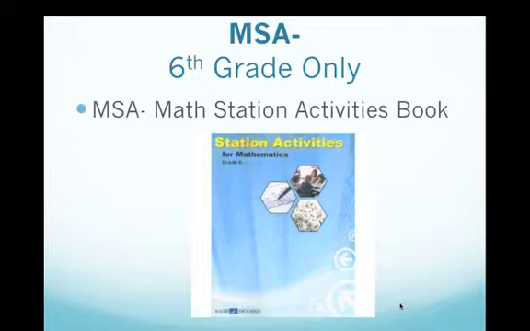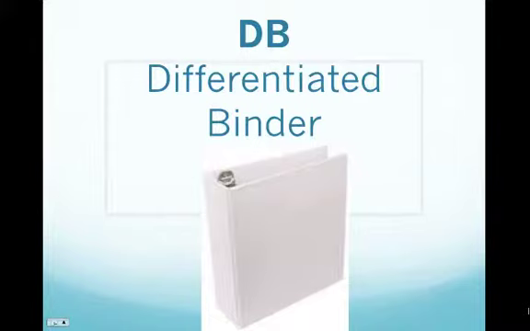Another code that's listed in the sixth grade resources, so this is applicable to sixth grade only, is MSA, and that's referring to the Math Station Activities book. Sixth grade teachers received this particular hardcover book, and when you see MSA, it's referring to an activity within this resource. Another resource that third through sixth grade teachers will see in their pacing guide is the differentiated binder, and this will be identified by DB.